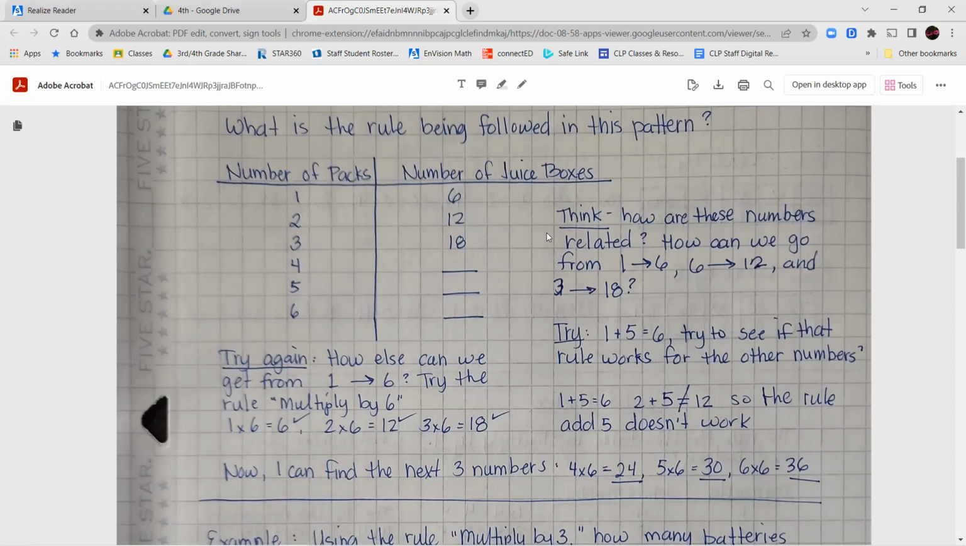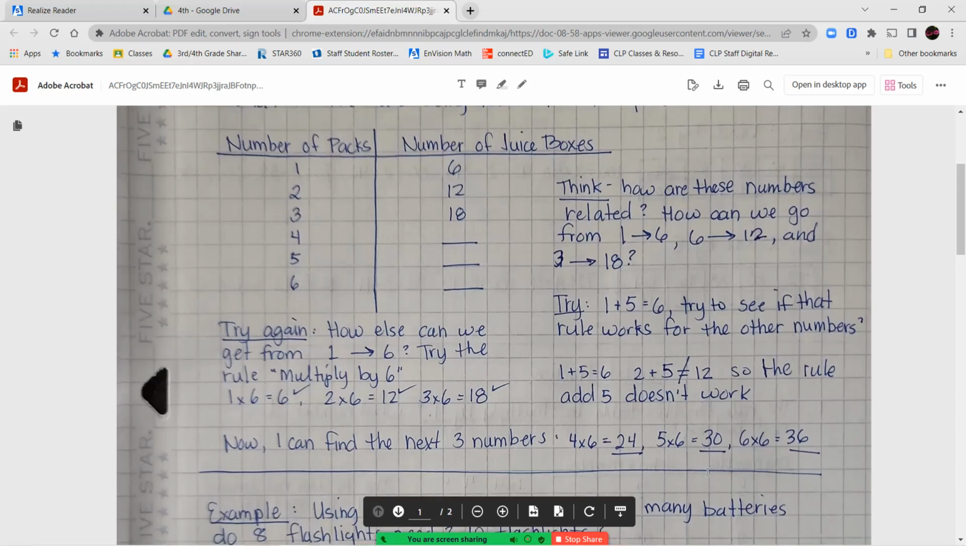So let's try again. How else can I get from 1 to 6? Well, I know 1 times 6 is 6. So let me try the rule multiply by 6. So 1 times 6 equals 6. 2 times 6 does equal 12. 3 times 6 does equal 18. So now that I know my rule is going to be multiply by 6, I can find my next 3 numbers. So 4 times 6 will give me 24. 5 times 6 will give me 30. And then 6 times 6 will give me 36.